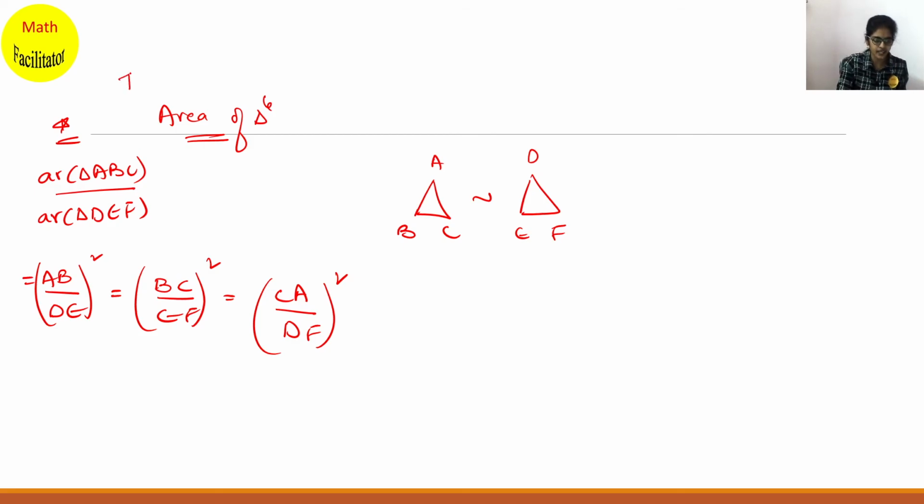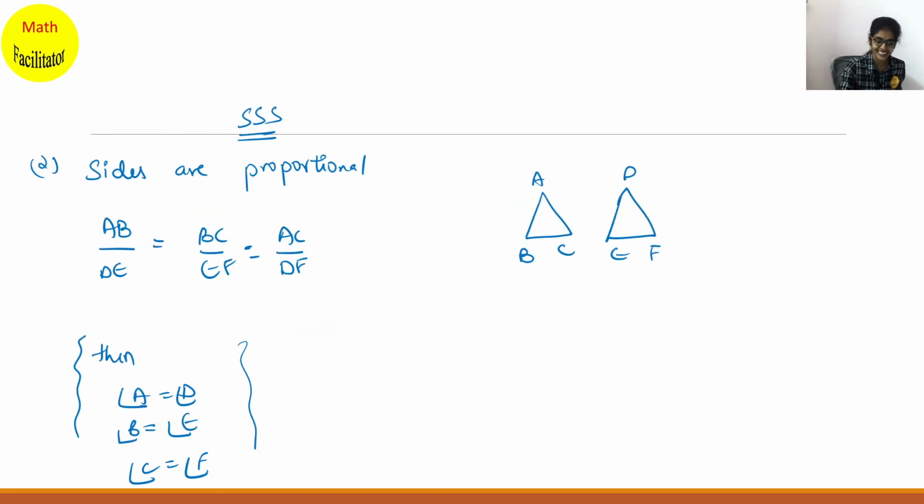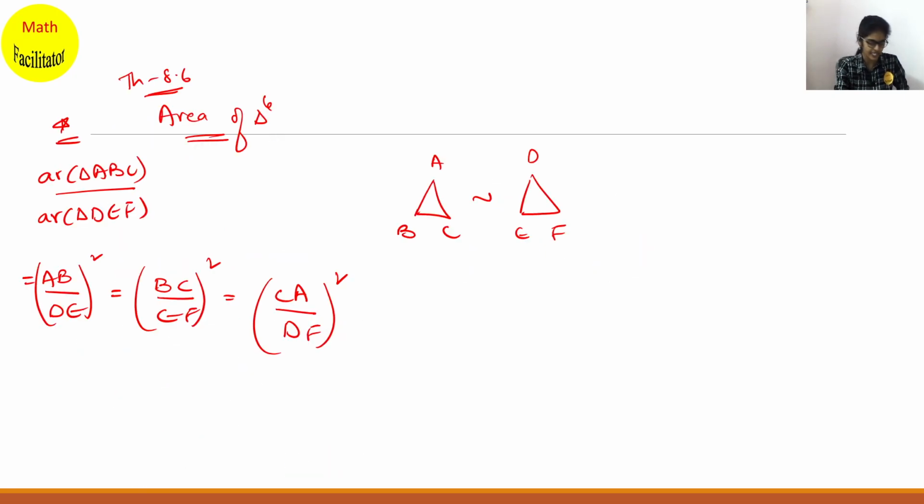Next important theorem is 8.6. Before that, 8.5 is not so important. In 8.6, the ratio of the areas of two similar triangles is equal to the ratio of the squares of the corresponding sides. Till 8.5 we have discussed all the similarity criteria, which are three different theorems that I just summarized together. Now this is theorem 8.6.